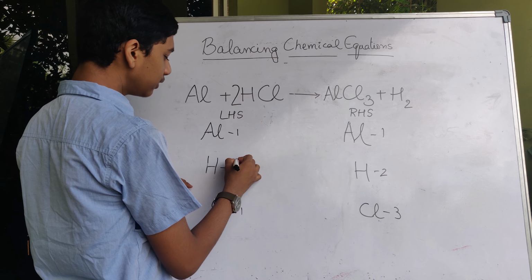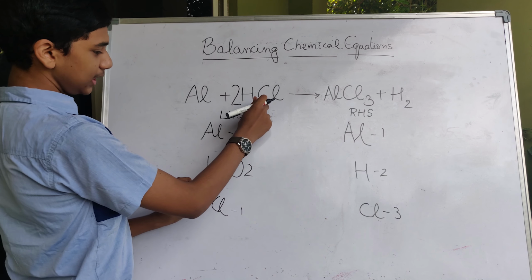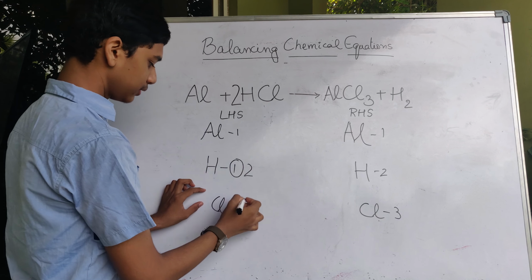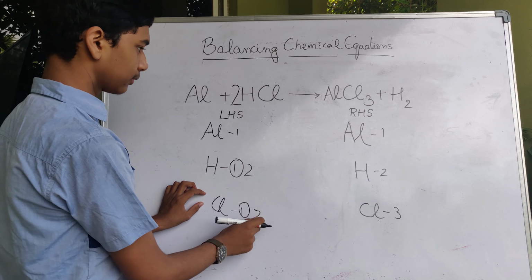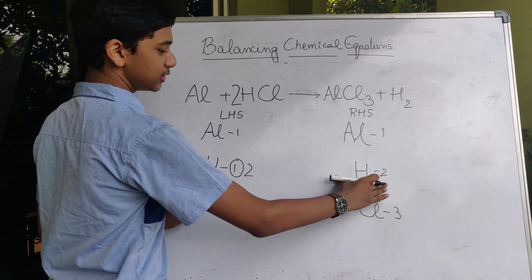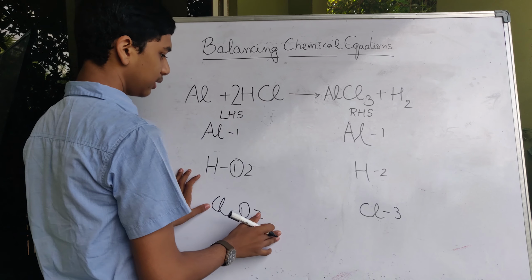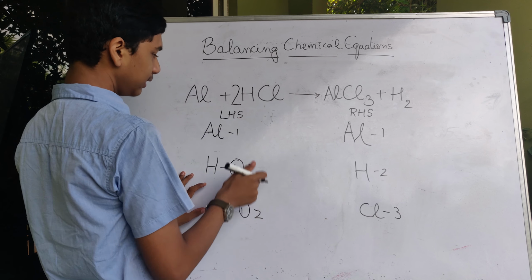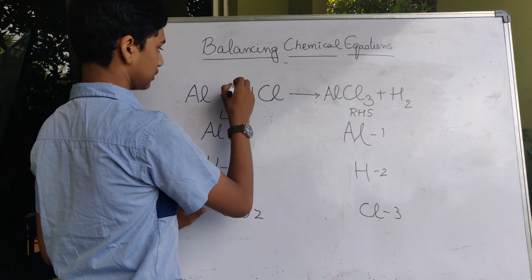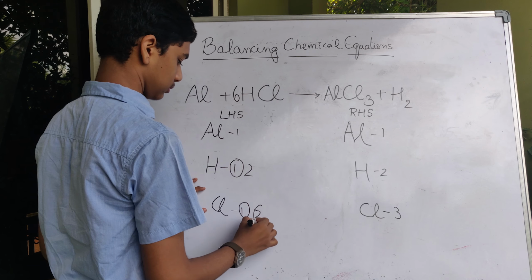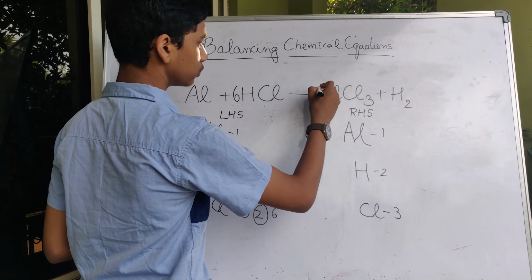So, the new number of hydrogen atoms is 2. Also, it has changed the number of chlorine atoms to 2. However, now hydrogen has been equated. So, we have to equate chlorine now. For that, multiply this with 3. That is 2 into 3, 6. And multiply this with 2.